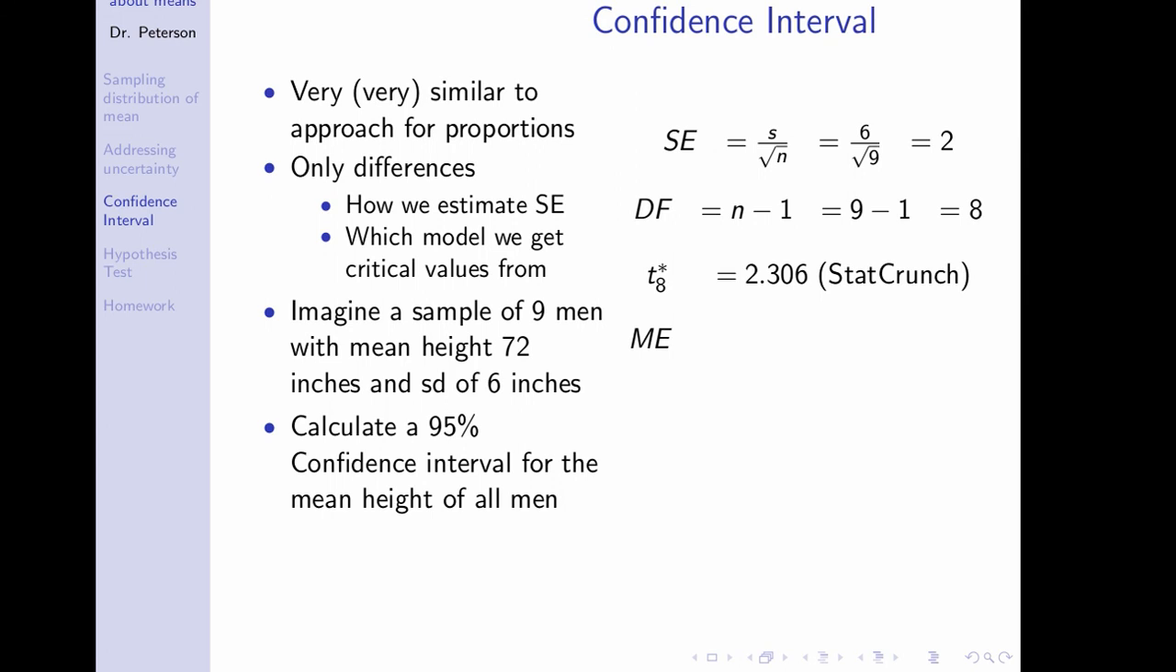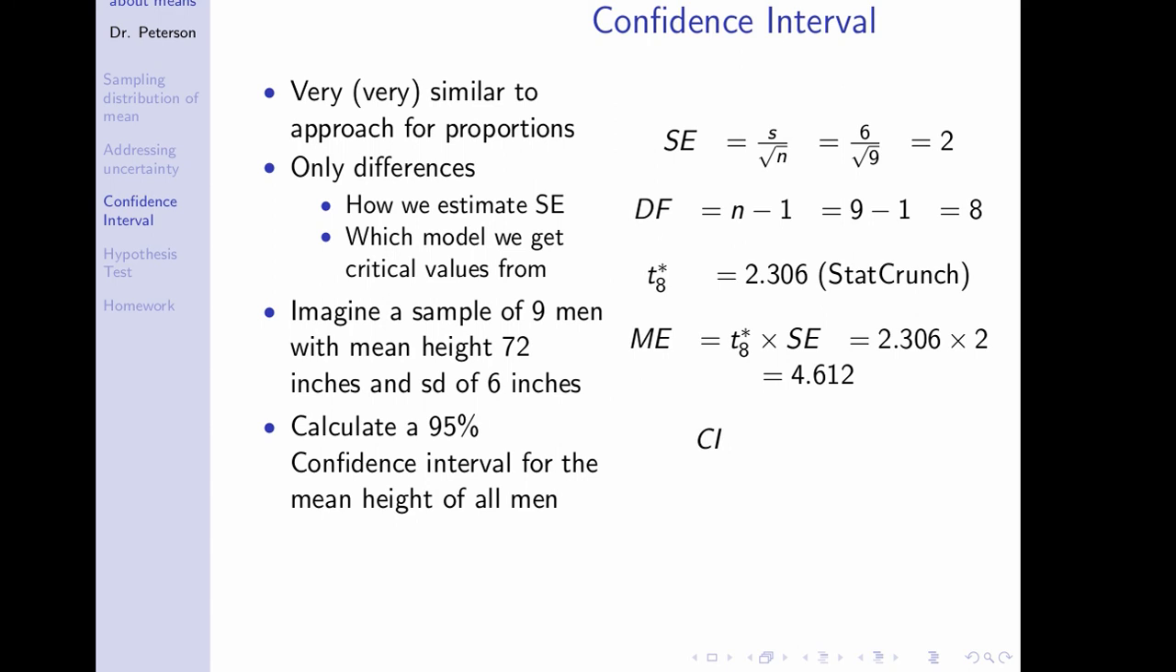So now we want to calculate our margin of error. Remember, this is how far we have to reach to think that we're reaching back to the true population mean. In the case of proportions, we had our z star times our standard error. Here we just have t star times our standard error. So 2.306 times 2 gives us a margin of error of 4.612.